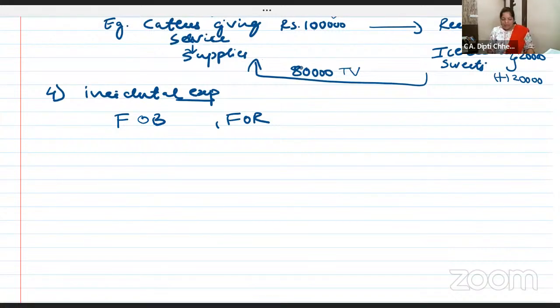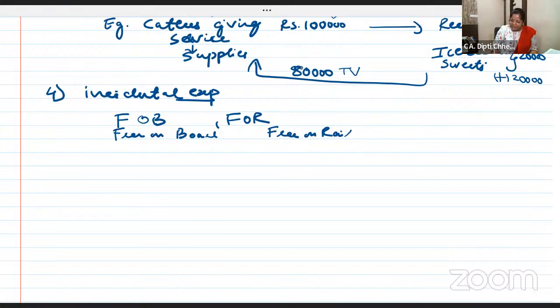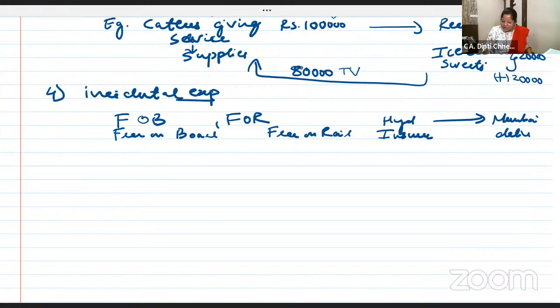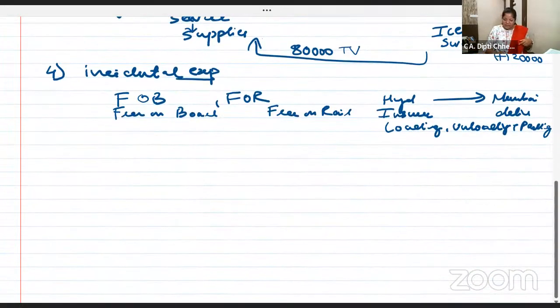You all know the full form of FOB? Free on board. Free on rail. It means if I'm sending you goods from Hyderabad to Mumbai, I have to send and deliver them to you at Mumbai. So on-road insurance, which we call transit insurance, and the loading, unloading, packaging, all these expenses will be mine. Are you getting it? So incidental expenses will be where it is FOB, FOR.